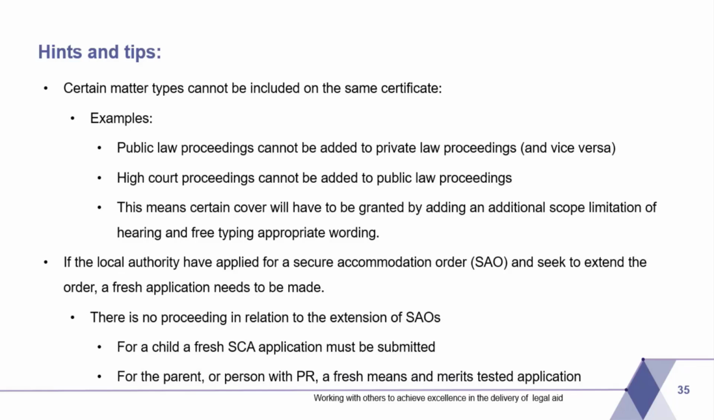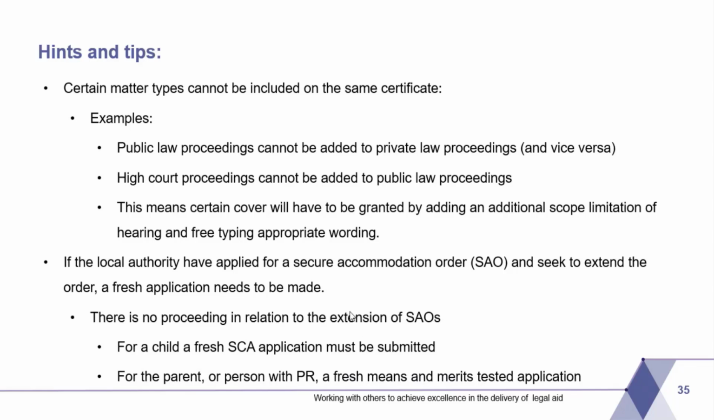High Court proceedings can't be added to a certificate issued for public law matters. You can add High Court to a private law certificate, but not to a public law certificate. However, we are aware that because of the way certain cases are handled or timetabled by the court, it is sometimes necessary for there to be this sort of crossover. And therefore, the only way you can add the appropriate cover to your existing certificate is by way of adding an additional scope limitation. So if you have a public law certificate where the local authority then makes an application for an order under the inherent jurisdiction of the High Court, the only way you can add that to the existing certificate would be by way of an additional scope limitation using the hearing non-standard wording and then free typing in an appropriate wording to cover the inherent jurisdiction aspect.